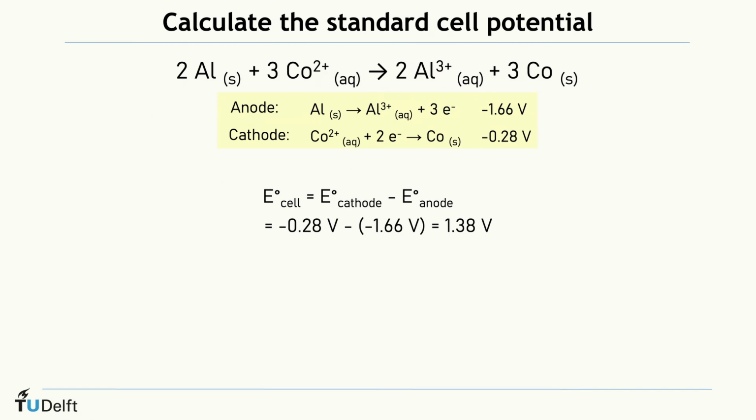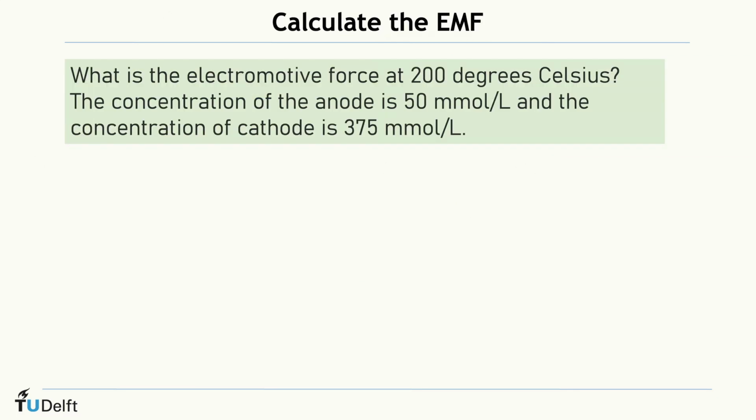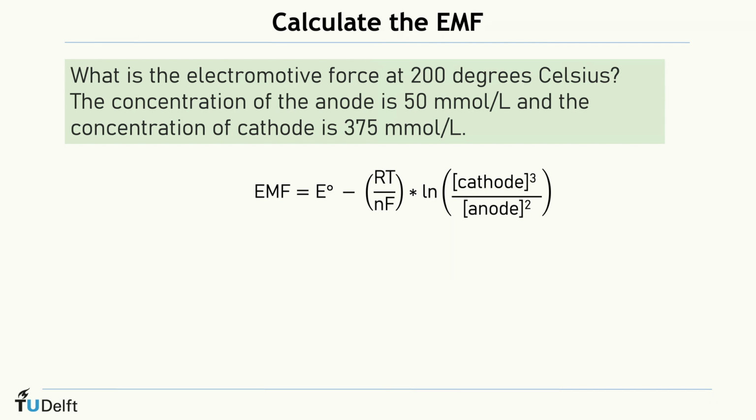Do you remember the criteria? The cell potential should be higher than 0.3 volts, which it is in this case. The reaction occurs spontaneously. Next, we will calculate the electromotive force. The formula to calculate the EMF is given here. We will need the reaction conditions and concentrations at the anode and the cathode for this formula. Keep in mind that we need to put the ratio of reaction in the power of the concentrations because we are looking at the equilibrium constant.